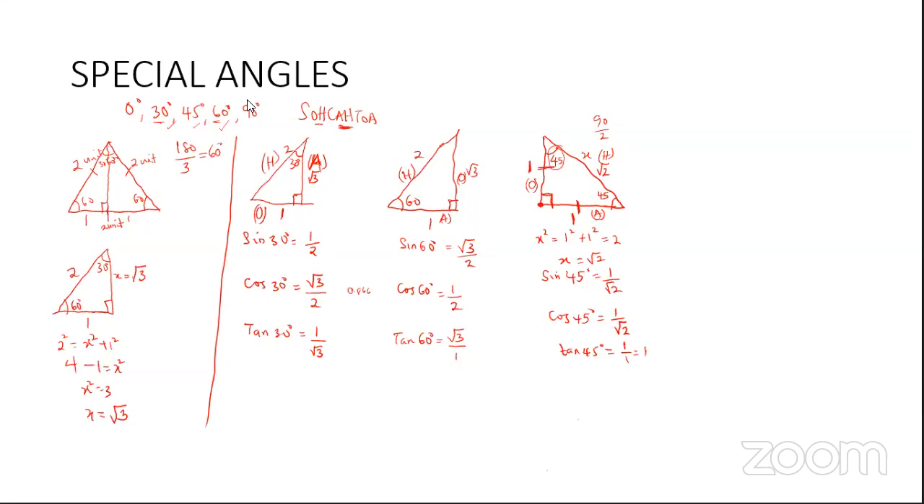For 0 and 90, we are still going to see how we can get those ones out. Now, having known this, do you observe anything in your mind? From the values that you can see, you can see 1 over 2, root 3 over 2, 1 over root 3, root 3 over 2, 1 over 2, root 3 over 1, 1 over root 2, 1 over root 2, and 1.